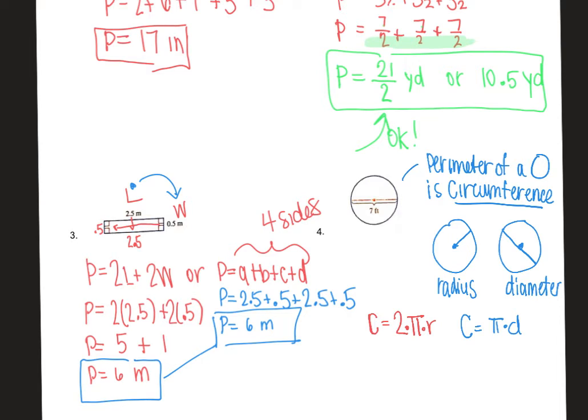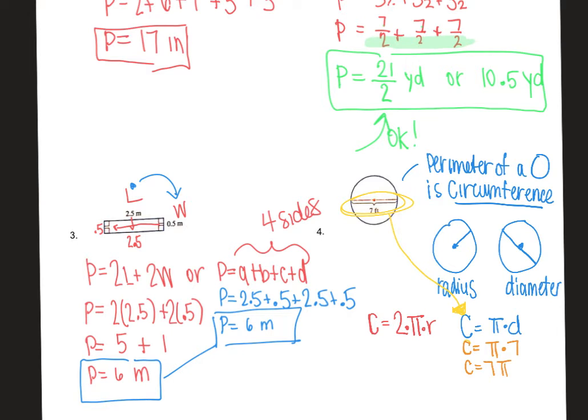Now, in this case, right here, I have the diameter because it goes all the way across, which means my easier formula to plug in for would be this one, and I would get C equals... sorry, I probably shouldn't use yellow. I have C equals pi times 7, which equals 7 pi.